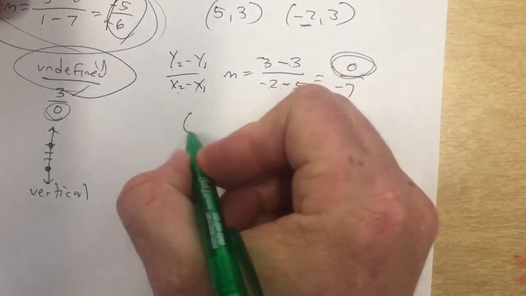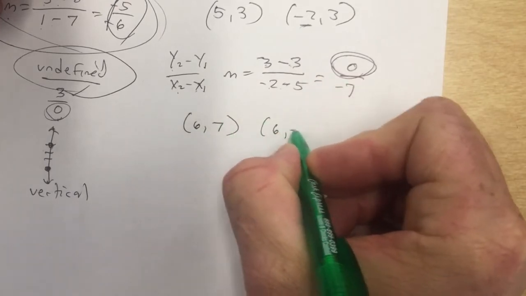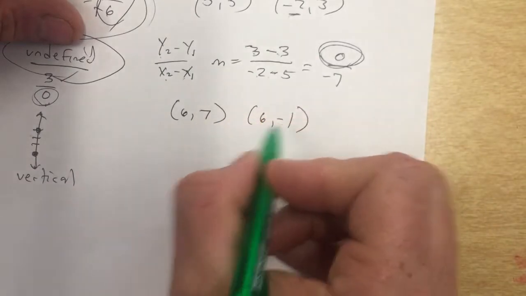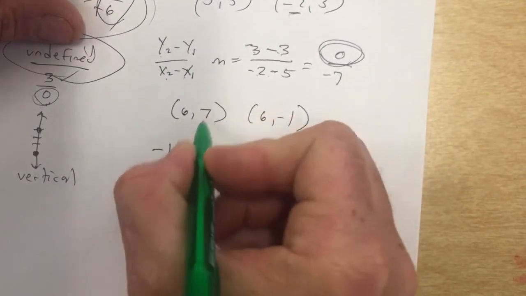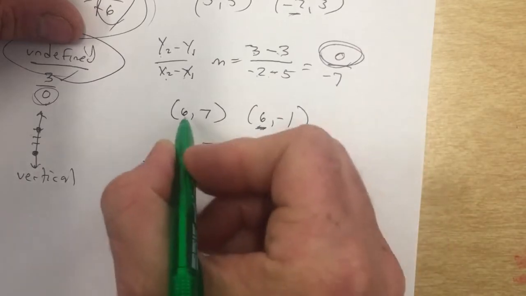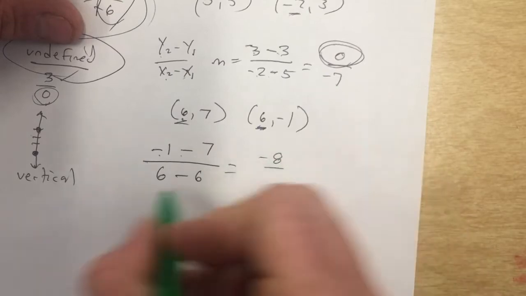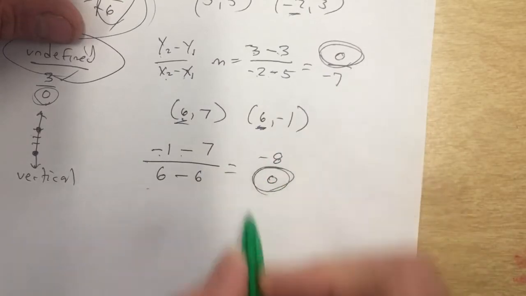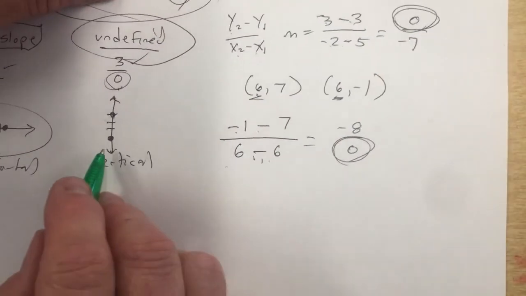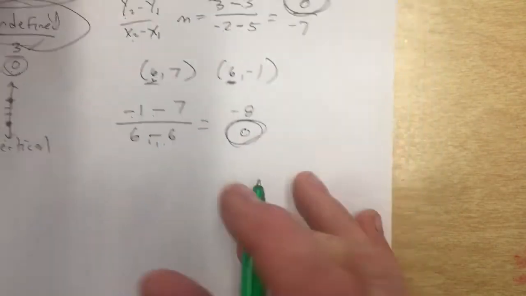Here's another one. Suppose I have, I don't know, 6, 7, and 6, negative 1. What's the slope here? All right. I'm going to do negative 1 minus 7 on top. I'm going to do 6 minus 6 on the bottom. Negative 1 minus 7 is negative 8. 6 minus 6 is 0. And see, I've got 0 on the bottom. This right here is undefined. It's going to be a vertical line because the 0 is on the bottom, which means it has no run.